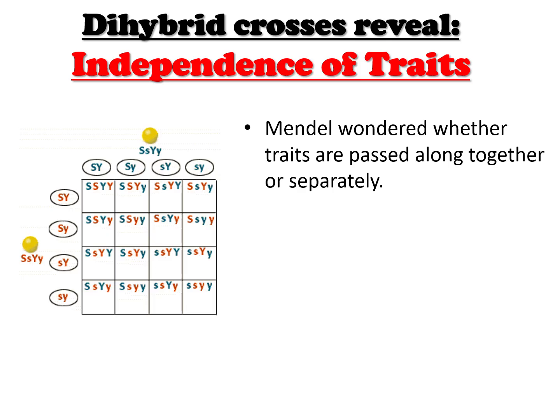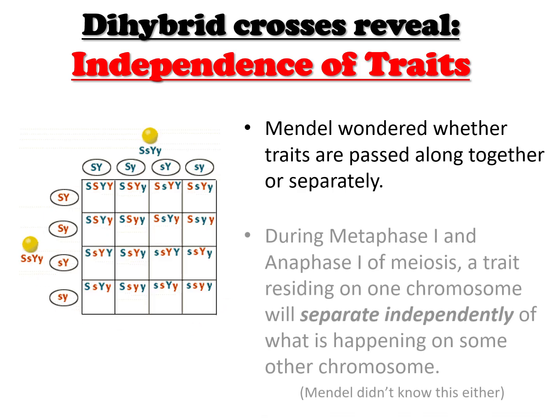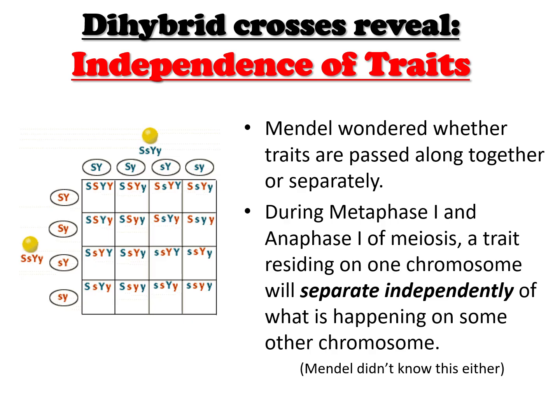By being able to figure this out, Mendel was able to identify that the S and the Y do not run together. That is to say, they separate independently. You can have any number of combinations of S and Y. So you can see here capital S, lowercase s, capital Y, lowercase y. The possible combinations are 4. They separate independently of each other.